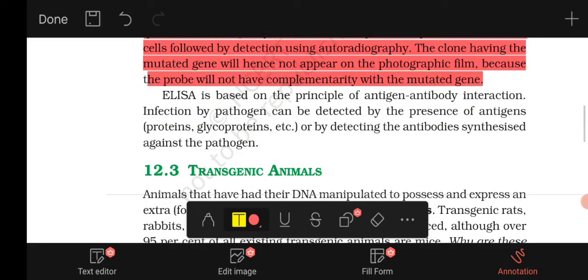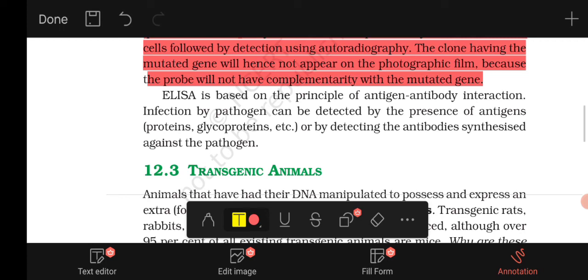Let me explain what happens. When we mix the probe, which is single stranded DNA or RNA tagged with a radioactive molecule, with these normal genes, being complementary, they bind with those genes and then they appear on the photographic film using autoradiography. But when there is a mutated gene, the probe will not have complementarity with those mutated genes. So the mutated genes will not appear on the photographic film using autoradiography. So this is a simple technique to detect mutations in suspected cancer patients.